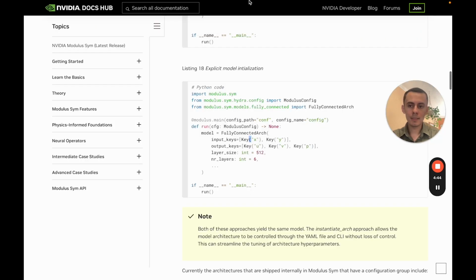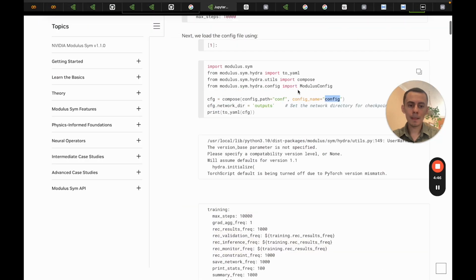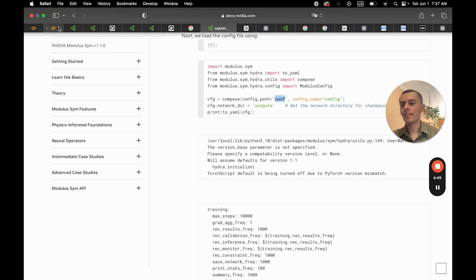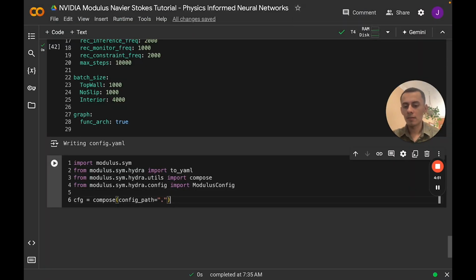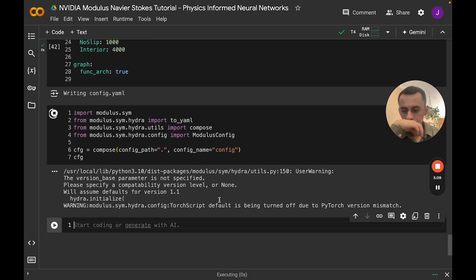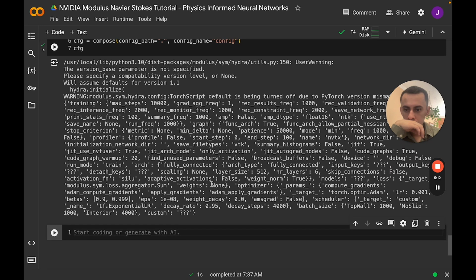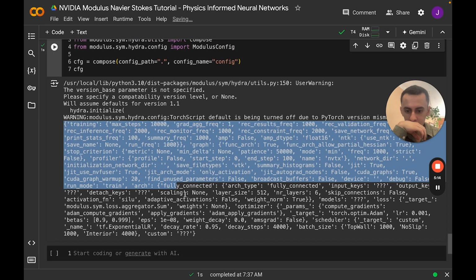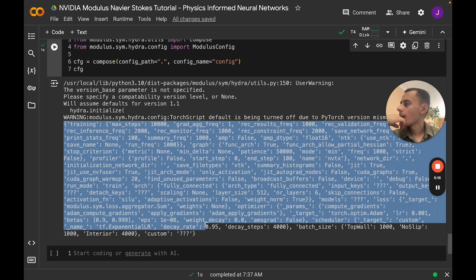Where is that? They put it in a folder. I didn't. It's up to you. I put it just right there. It's easier. So the configuration name is config, and that's the name, and that's how we get it. Let's see what it gives us. Yeah, it gives you the configuration object. Isn't that interesting?